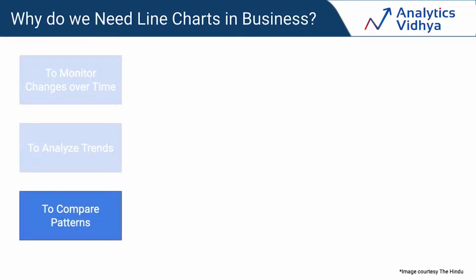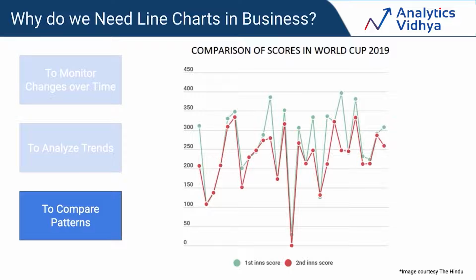A third reason why line charts are useful is for their flexibility. We can compare multiple time series in one chart. This helps us put patterns in contrast and see how they stack up against each other. Here's an example from cricket that I personally really liked. This is a comparison of the first and second inning scores at the 2019 Cricket World Cup. Do you notice any patterns jumping out? If you want, you can just pause the video and try to figure out what's going on here.